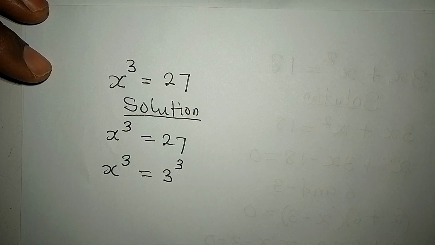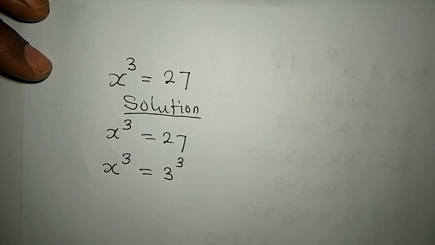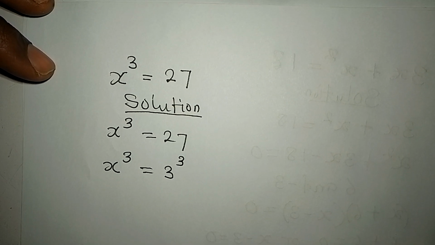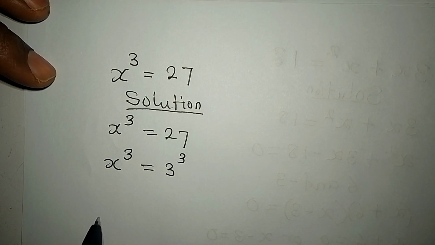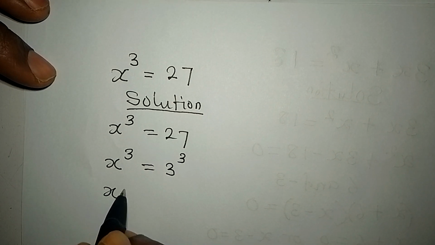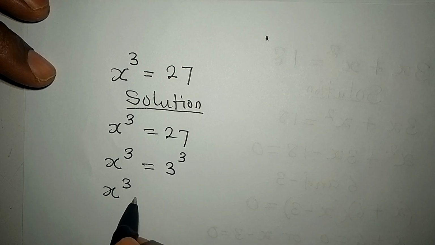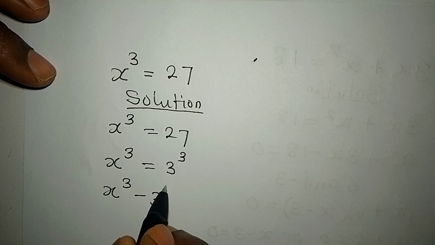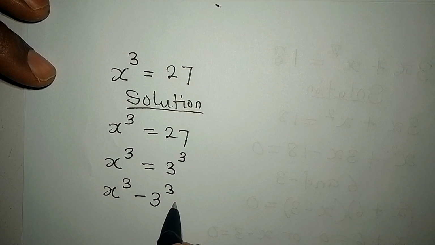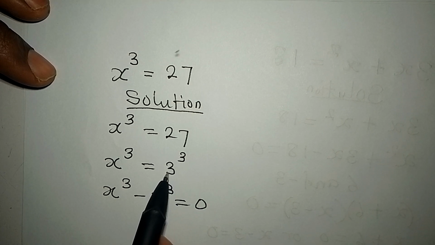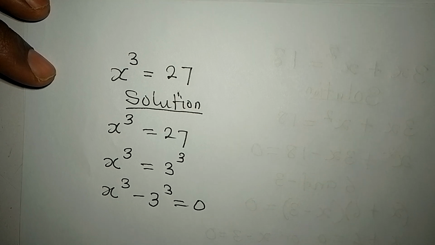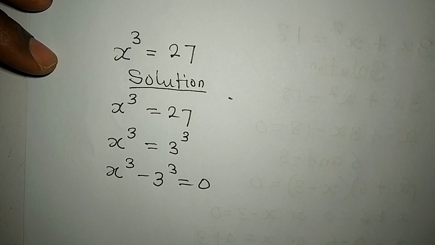But what if the question demands three solutions? Okay, just as this question is demanding. So here is the method you use. This is x to the power of 3. Bringing this to the left, we have x to the power of 3 minus 3 to the power of 3, and this is equal to 0 because 3 to the power of 3 has been moved to the left. Now from here, we are going to apply this very quickly.